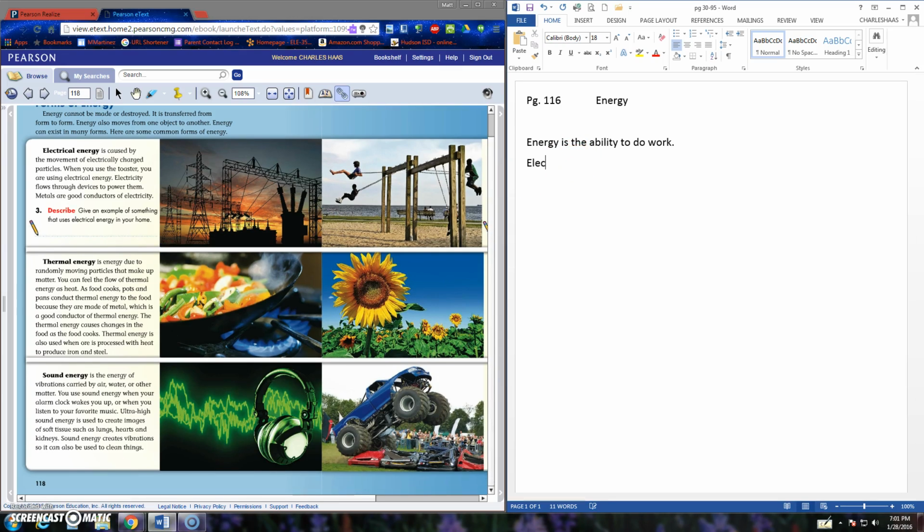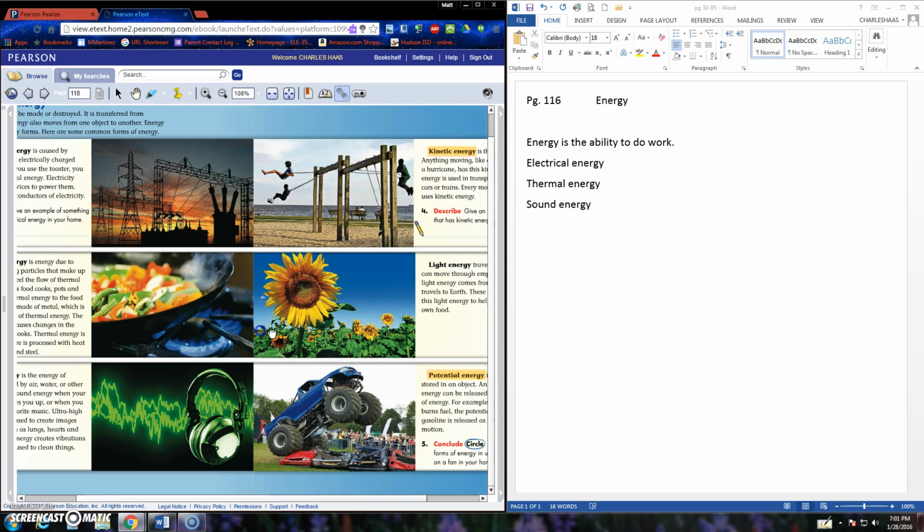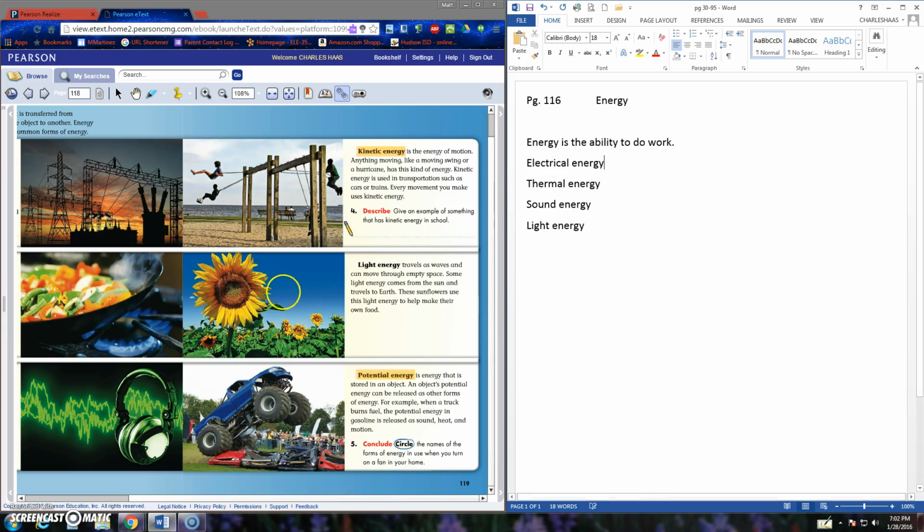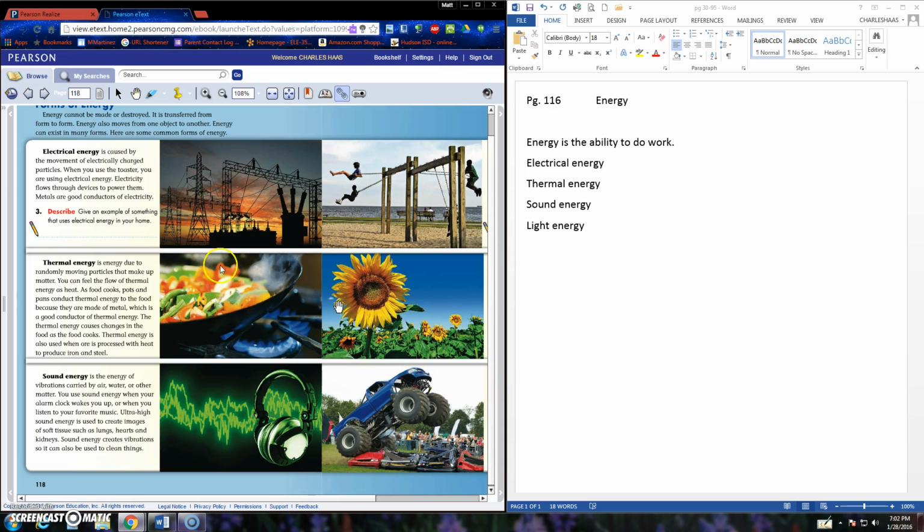We have electrical energy, thermal energy, sound energy. We don't need to know kinetic energy in 5th grade, so we'll skip on down to light energy. We don't have to worry about potential energy in 5th grade either. So let's go back to electrical energy.